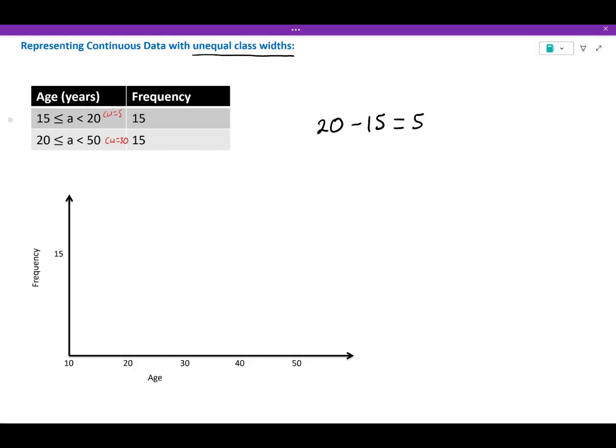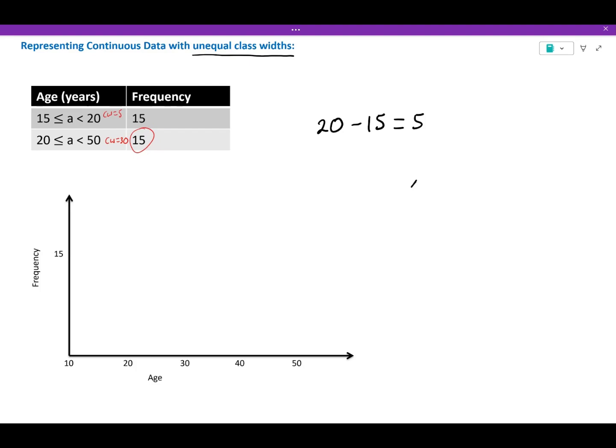So you can see they've come out as different numbers, so we have unequal class widths. So what the data is telling us is that there are 15 people who are aged between 15 and 20 years, and there are the same number of people who are aged between 20 and 50 years. So let's try and draw a bar chart for this data.